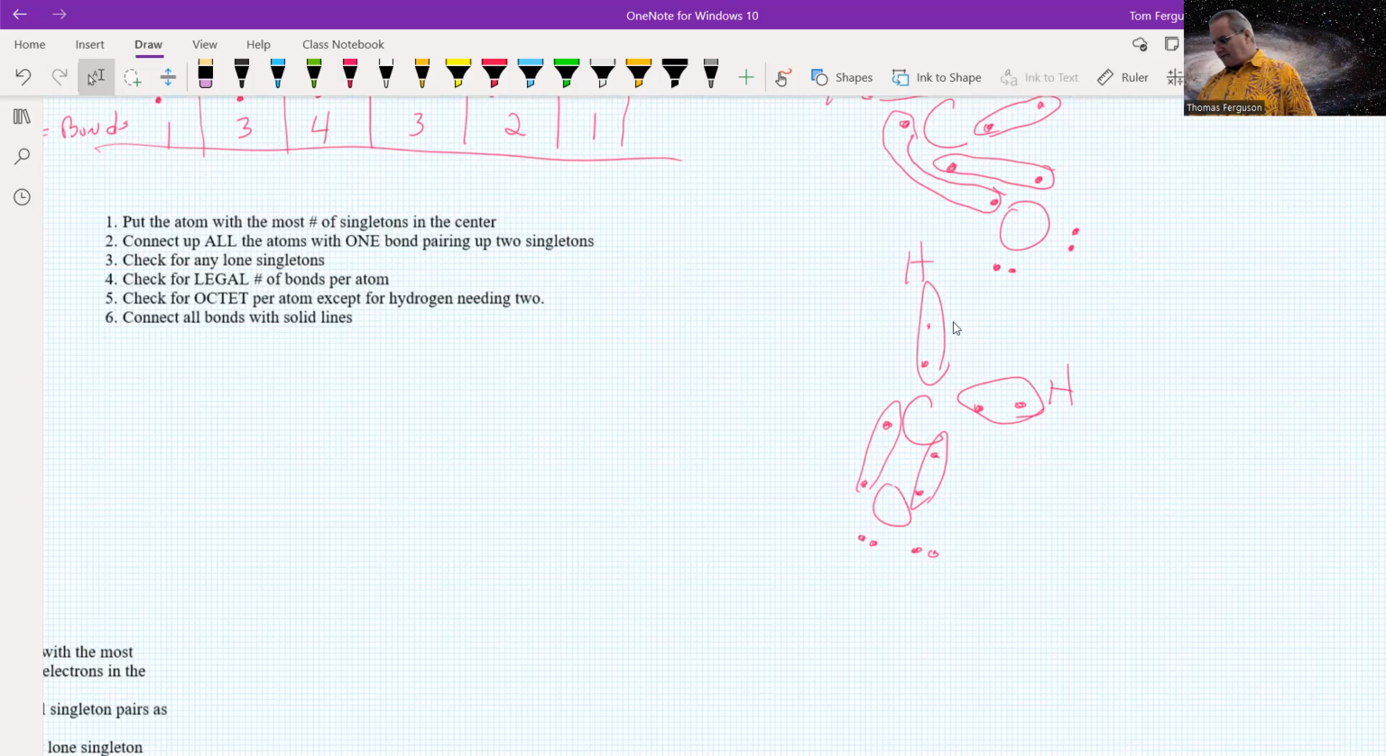Octet. Let's look at oxygen first. Oxygen's got 2 bonds, that's 4 electrons, and 2 pairs, that's 2 apiece, so that's 4 more. So oxygen has octet, 8. Carbon's got 2, 4, 6, 8. Hydrogens have 2 apiece. So step 5 is legal. We have the octet rule met. Now we connect all the bonds with single lines. So that's what formaldehyde looks like.